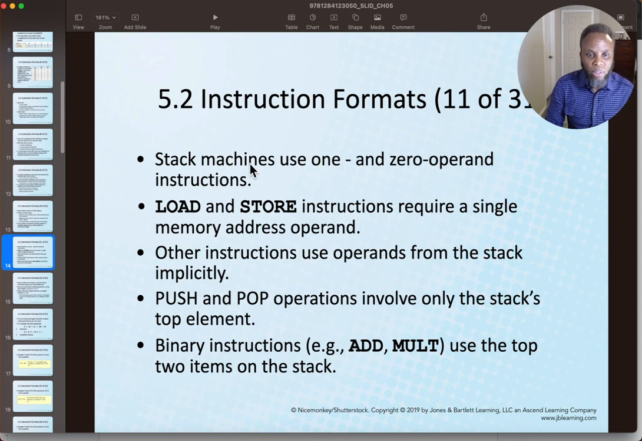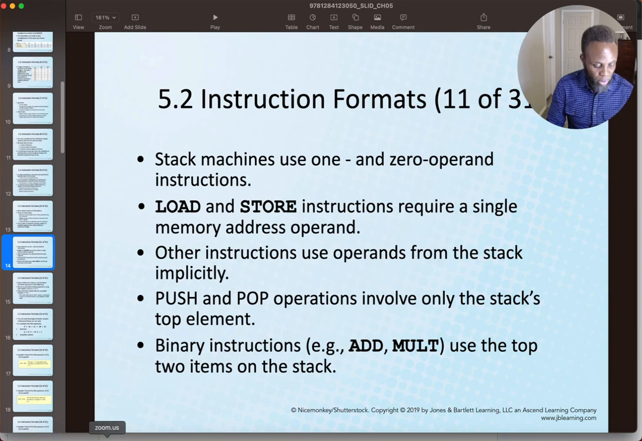Right, so now we talked about stack machines. Stack machines are those types of machines that use a stack instead of a general purpose register. They use 1 and 0 operand instructions. So this would be instructions such as load. If you remember in chapter 4, you saw those load and store instructions. These instructions typically have just one operand.